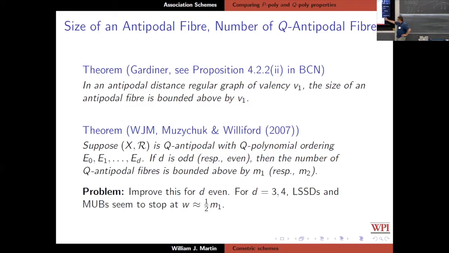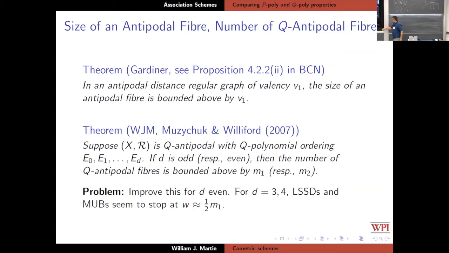In a Q-antipodal cometric association scheme, the number of Q-antipodal fibers is at most M1, but we can only prove that when the class number is odd. When the class number is even, the best bound we have is M2, the dimension of the second eigenspace rather than the first. And this really should be resolved.